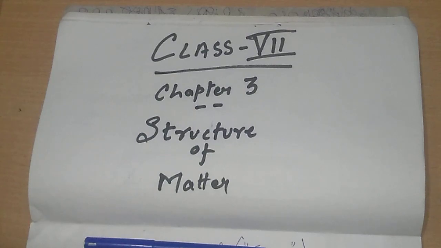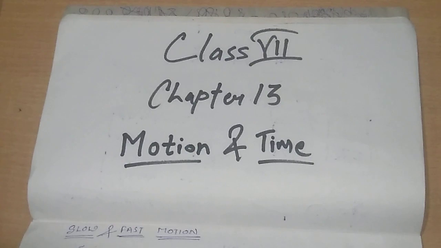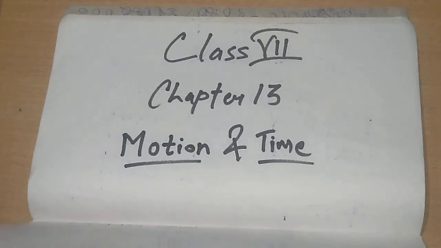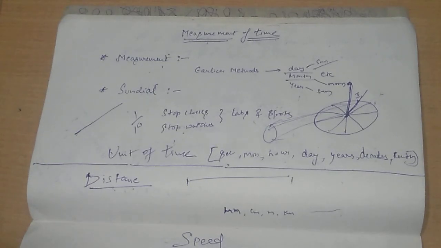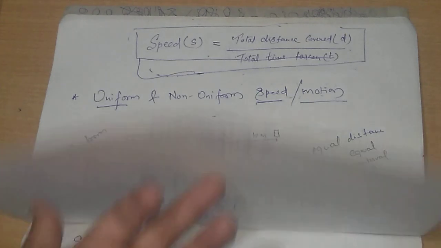Yesterday we finished chapter number 13 of class 7th, which is Motion and Time, in which we studied what is motion, and how motion can be assessed in terms of slow and fast motion. We discussed relative motion. Motion is a relative quantity. We discussed measurement of time. Then we discussed speed, how we can calculate speed and how mathematically we can express it. We solved some numericals to understand how speed is calculated mathematically. We also discussed uniform and non-uniform speeds.